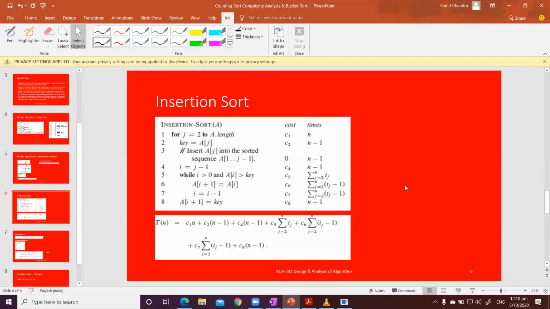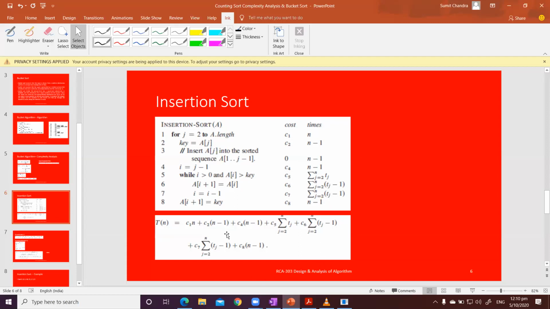So this is the algorithm. You can see here, and with each step the cost is written. We have done all this already. Suppose the cost is C1, this will run for n time, this will run for n minus 1 time. Now i equal to j minus 1 is running for n minus 1 time. Then there is the while condition, i greater than 0 and A[i] greater than key. We do not know how much time it will run. Therefore, this is the summation for j equal to 2 to n. We suppose it is running for tj time. If it is running for tj time, every statement inside it will run for tj minus 1 time. So this equation will be formed.